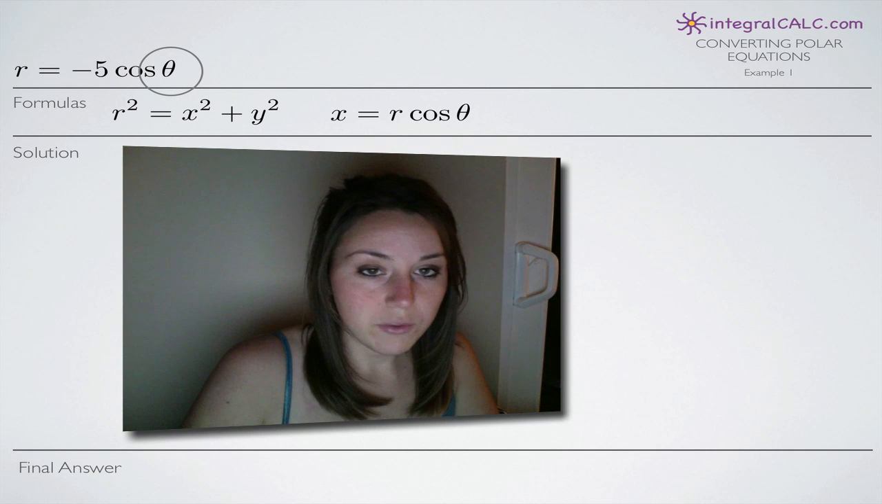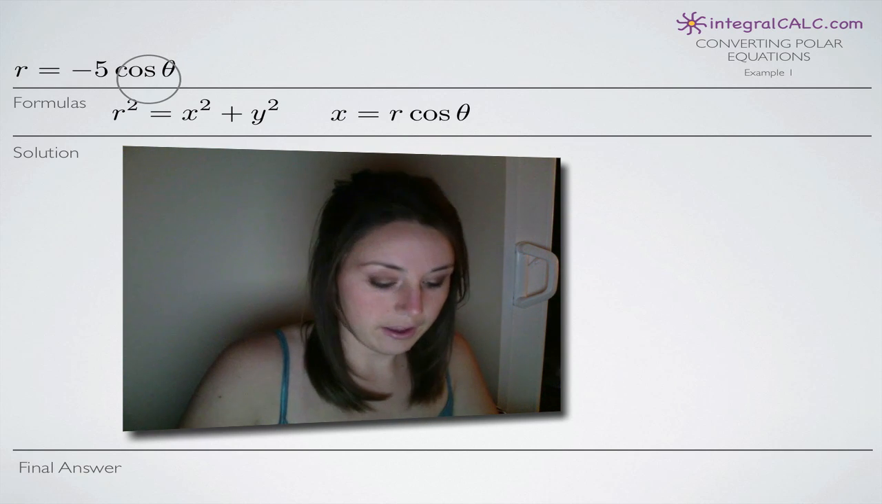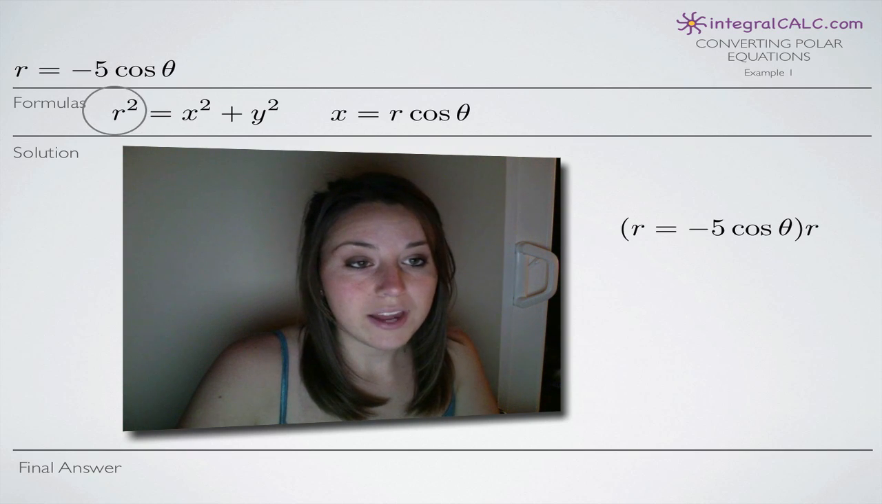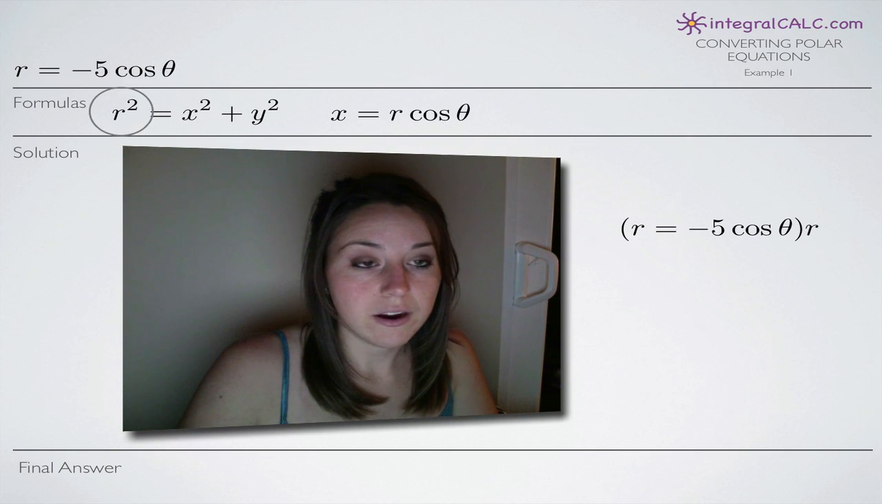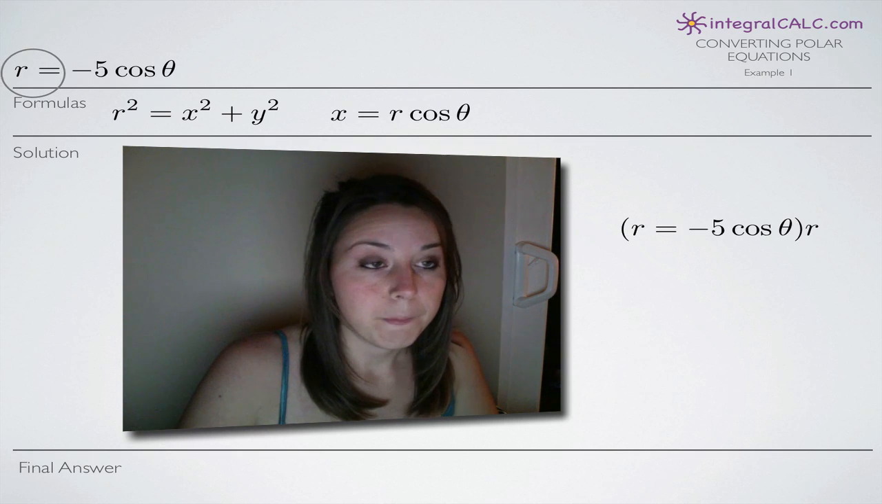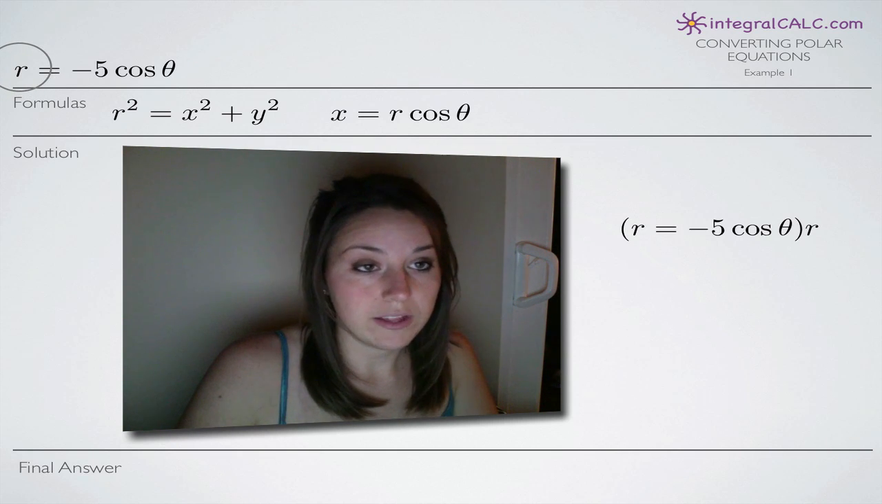So the first thing that we're going to do is multiply both sides of this equation by r. And the reason we're going to do that is because we want to use this formula here, and it's set equal to r squared. Our equation is equal to r, so we want to multiply both sides by r so that we get an r squared on the left-hand side.